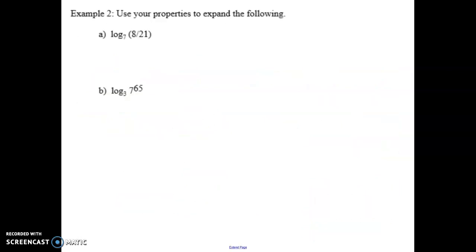So for our first example here, we're going to use your properties to expand the following. So here I've got a log base 7, and I see that I have an 8 divided by 21. So one of our laws was that if you see dividing, you can expand it by subtracting. So this would be log 8 with a base 7, subtract log 21 with a base of 7. And that's all we have to do if we're expanding. So we're just expanding it using subtraction.